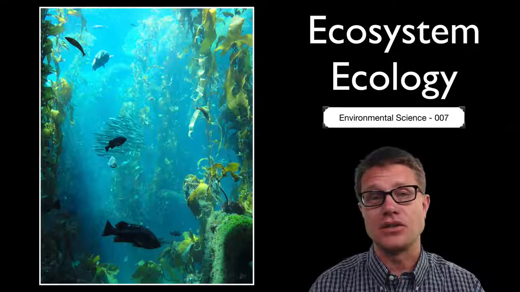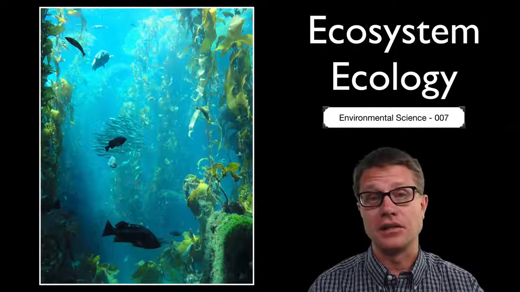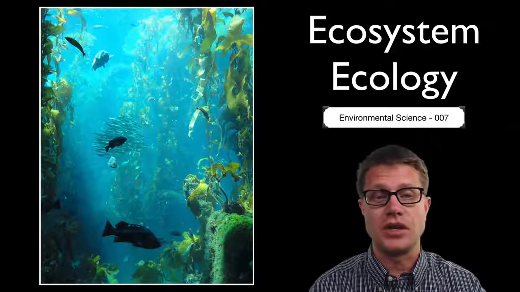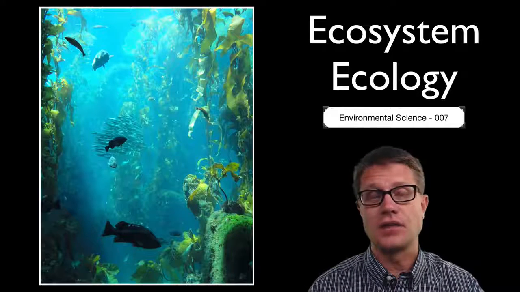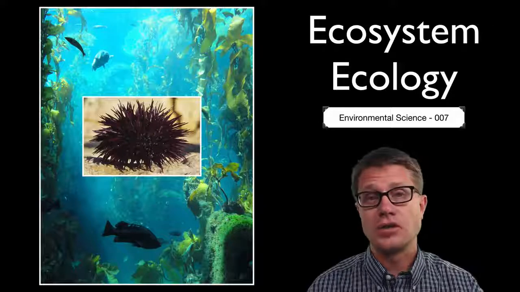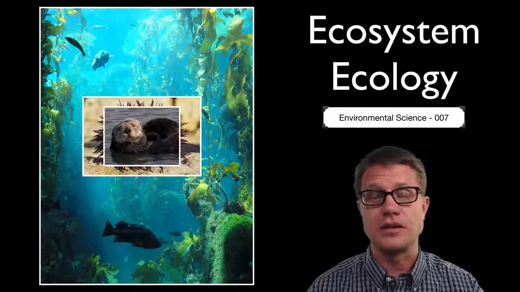It's on ecosystem ecology. Ecosystems are large areas on our planet that contain both living and non-living material. A great example could be these giant kelp forests. The kelp are producers, so they're taking energy from the sun and converting that into food, which is eaten by herbivores like this sea urchin, which in turn are eaten by carnivores like this sea otter.